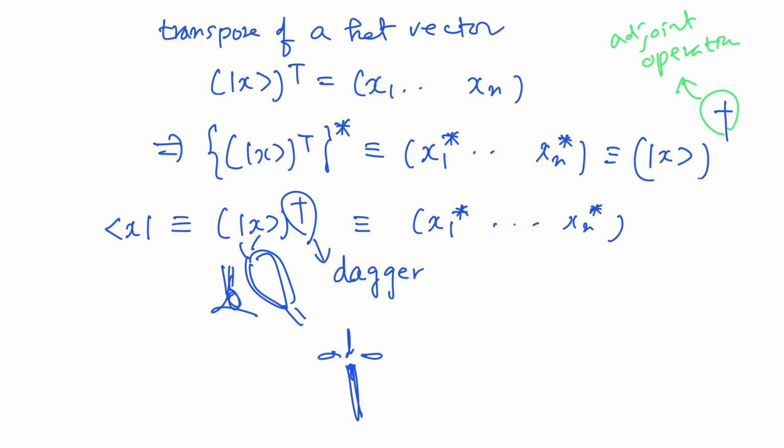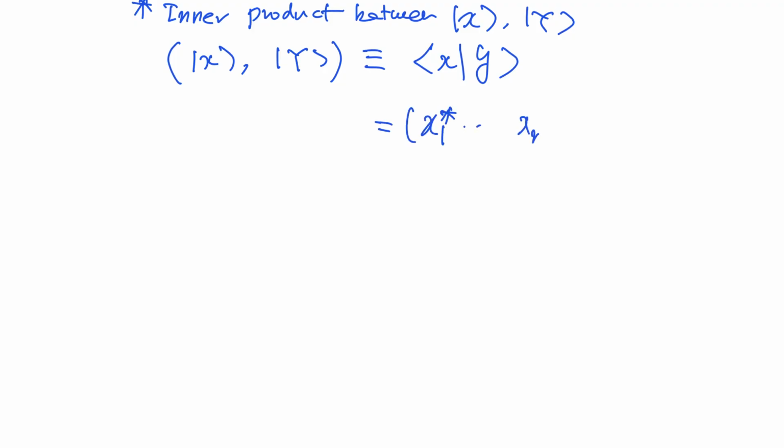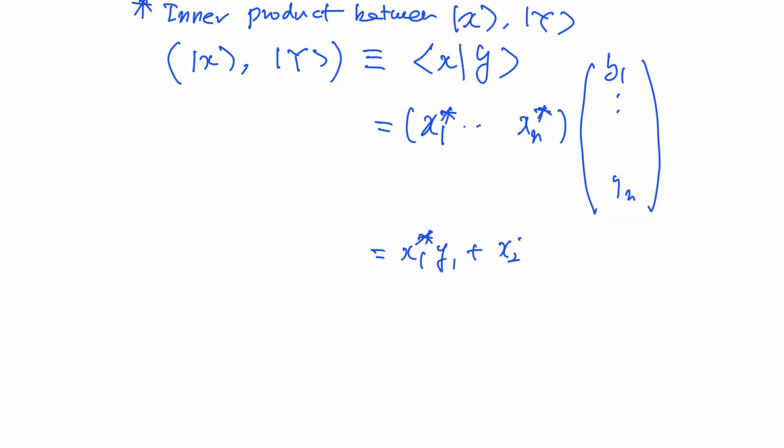And we define the inner product with the row vector and column vector such that the inner product between column vectors x and y, written with parentheses x and y, is simply the bra vector multiplied by the ket vector, which is x1 complex conjugate through xn complex conjugate times y1 through yn, defined as x1 complex conjugate y1 plus x2 complex conjugate y2 plus up to xn complex conjugate yn.